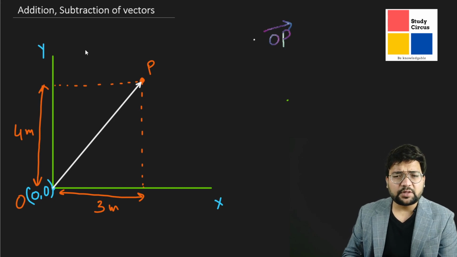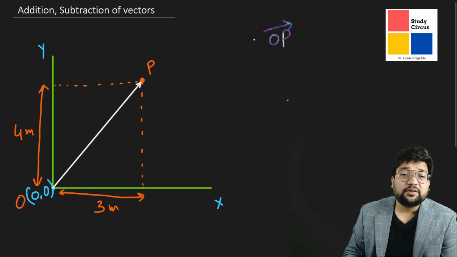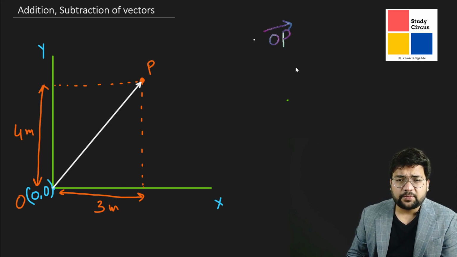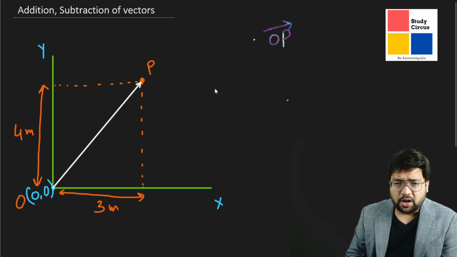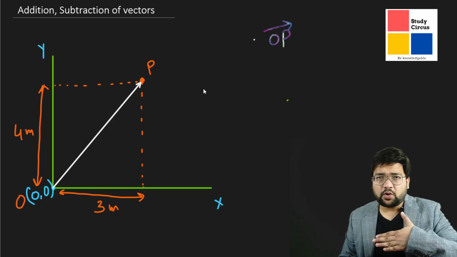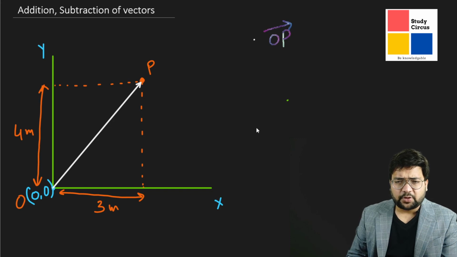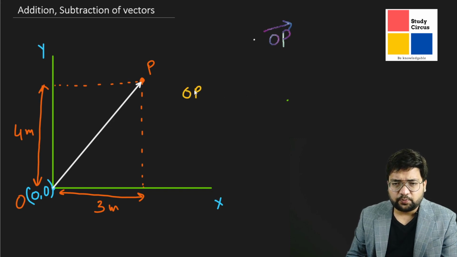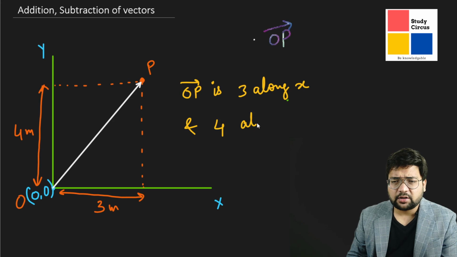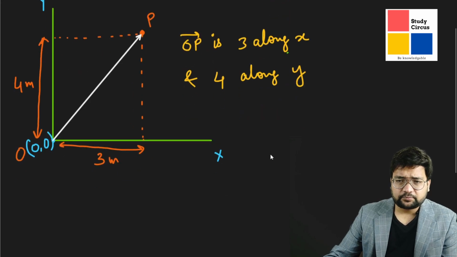Correct? Now, how to represent this vector in Cartesian form? I'll say OP is 3 along x, 4 along y. So I'll write OP vector as 3 units along x and 4 units or 4 meters along the y-axis. Correct? Fine. This is correct.